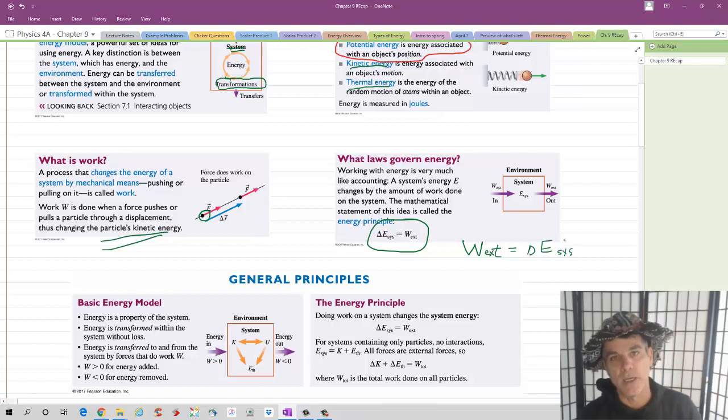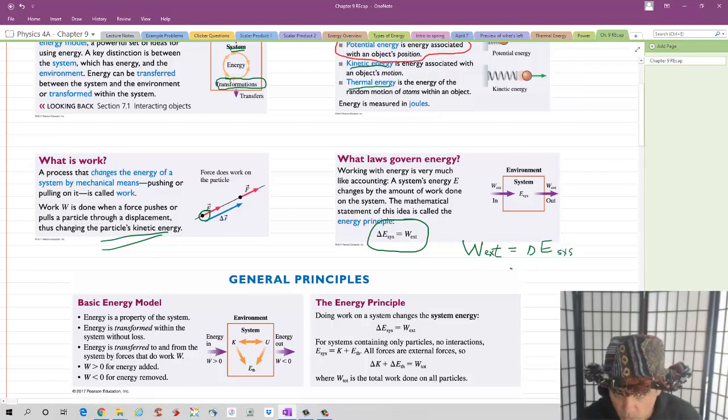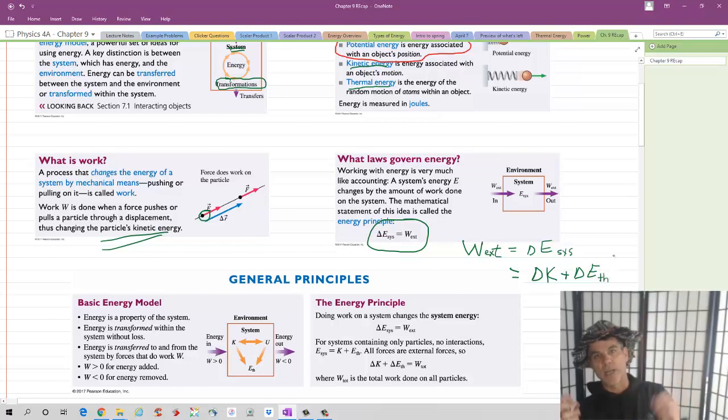Right now in Chapter 9, we're not looking at interactions of objects where there's a potential energy. So we're not looking at gravitational potential energy. We're not looking at elastic potential energy. So the only forms of energy that we are looking at are kinetic energy and thermal energy. And in order to have thermal energy, you basically have to have a macroscopic sized object. So we're not looking at just single particles, but a crate, a box being pushed across the floor.